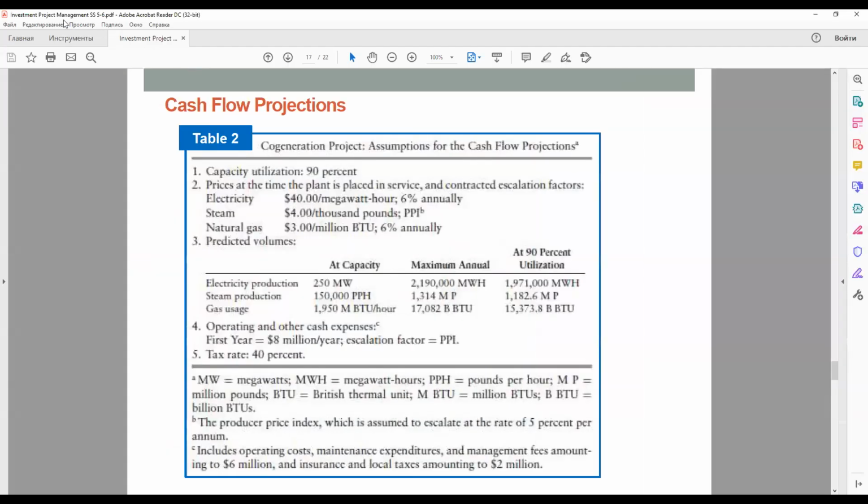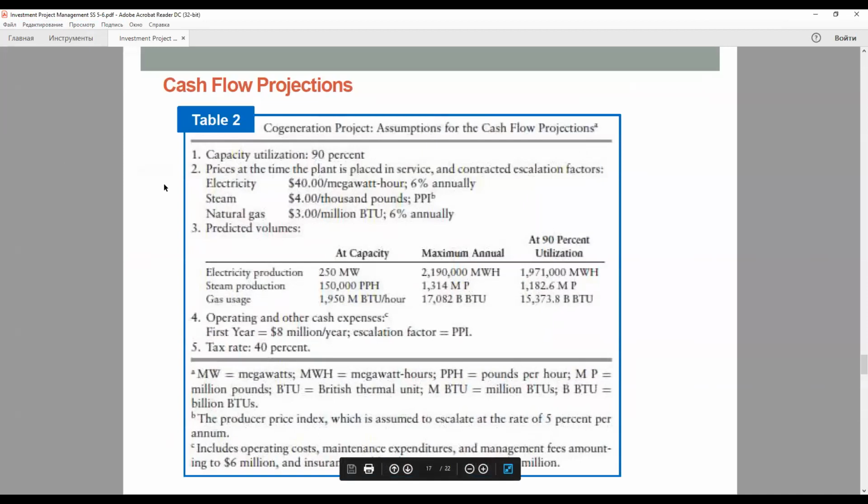So continuing to consider the cogeneration project, we have to discuss the cash flow projections. And the cash flow projection assumptions for the cogeneration project are shown in this table. You can see it now. The contract volumes of electricity are specified in the electric power purchase agreement, and the steam volumes are specified in the steam purchase agreement.